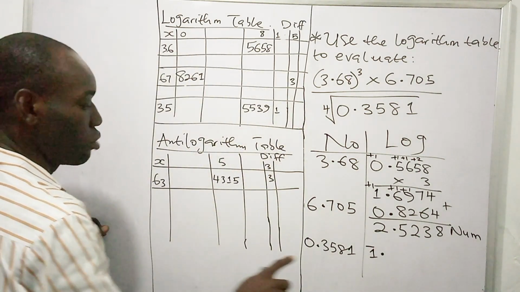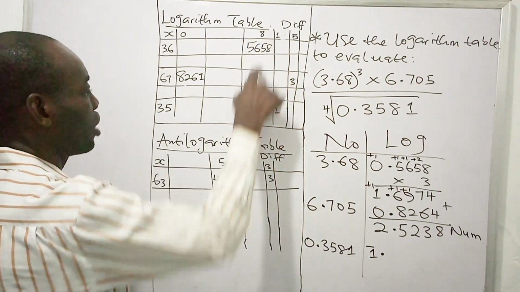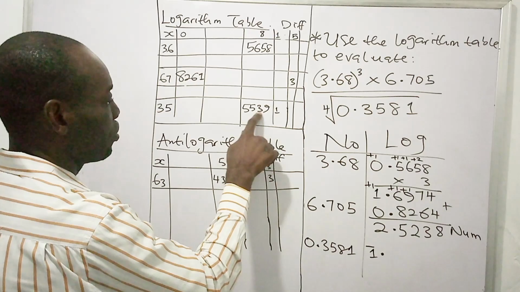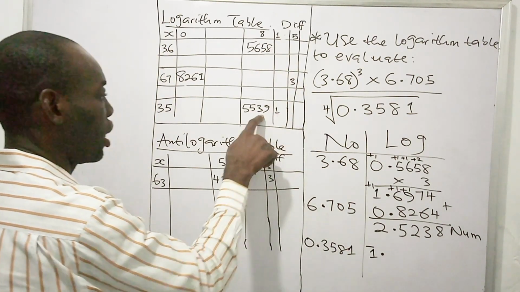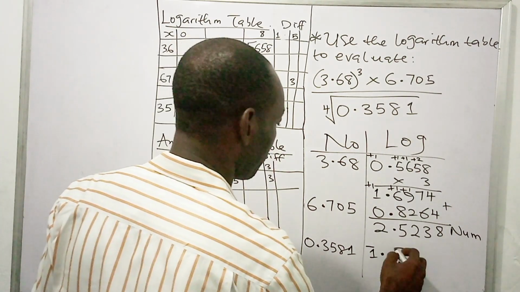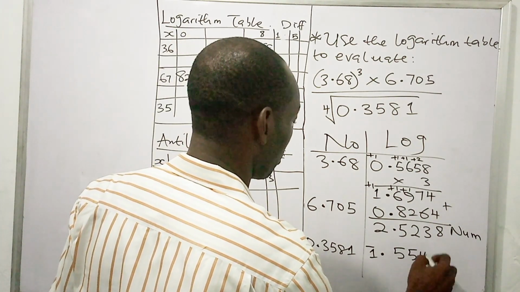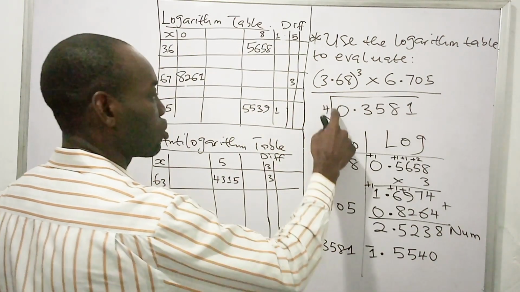Then go to your logarithm table, check for 35 under 8. 35 under 8 gives us 5539. Then difference 1 is 1. And we usually add the difference. So when you add the difference to this, that will give you 5540. 5540.